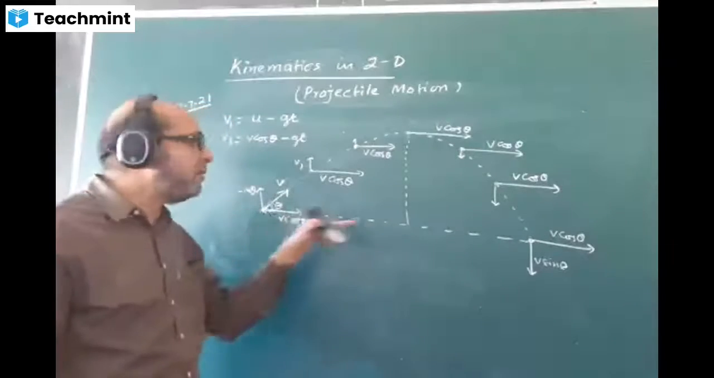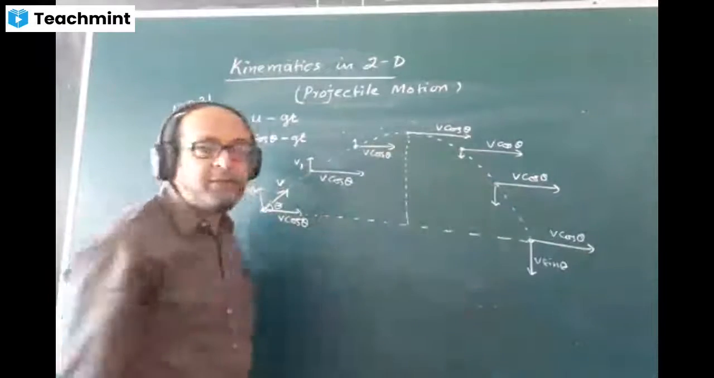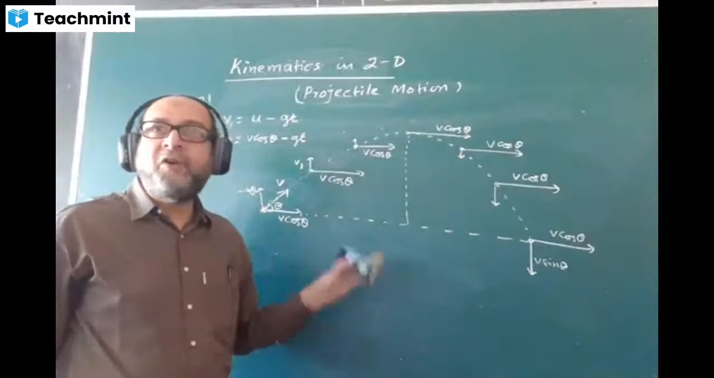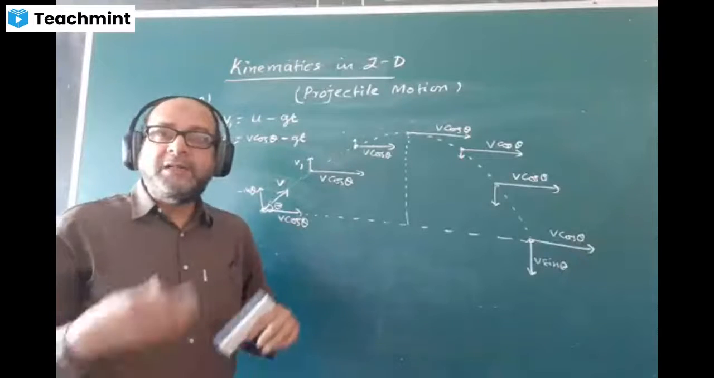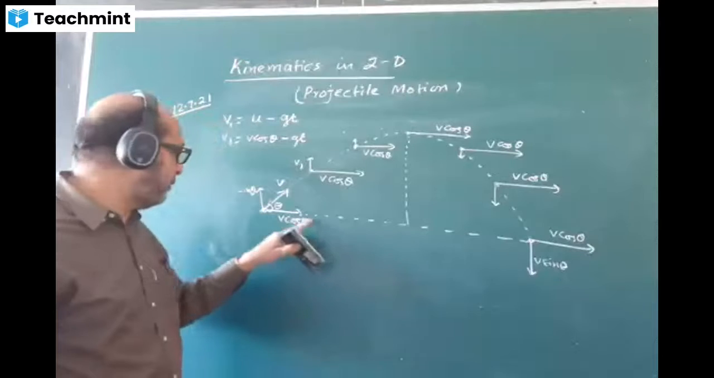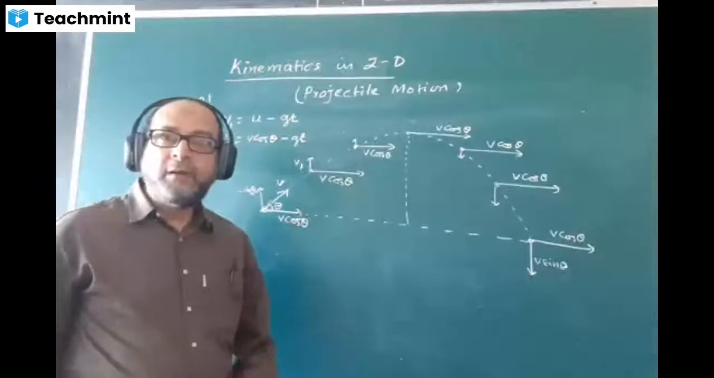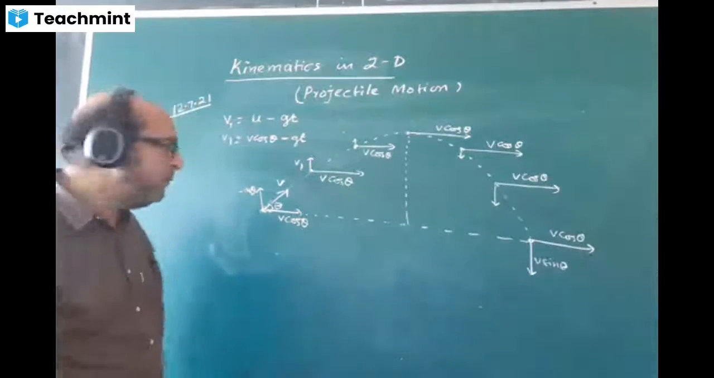But horizontal motion is always constant motion. Everywhere the value will remain the same, it will not change at any point. It is a constant or uniform motion, for which we have only one formula: distance is equal to speed into time, or distance is equal to velocity, v cos theta, into the time. Understood?